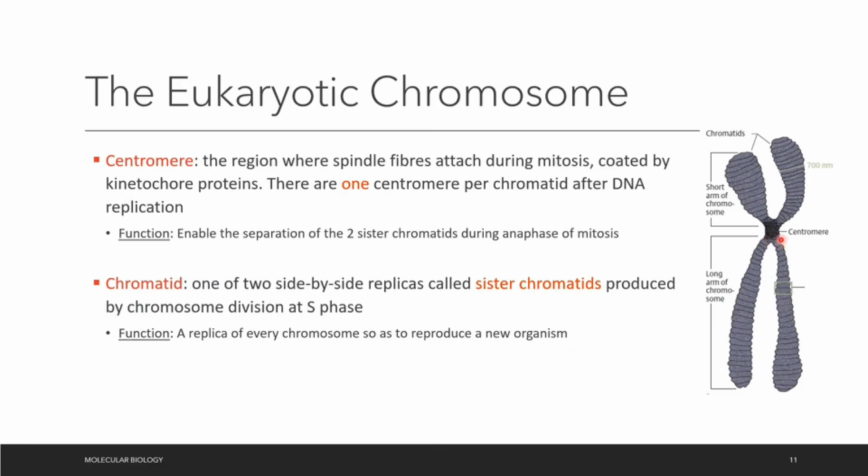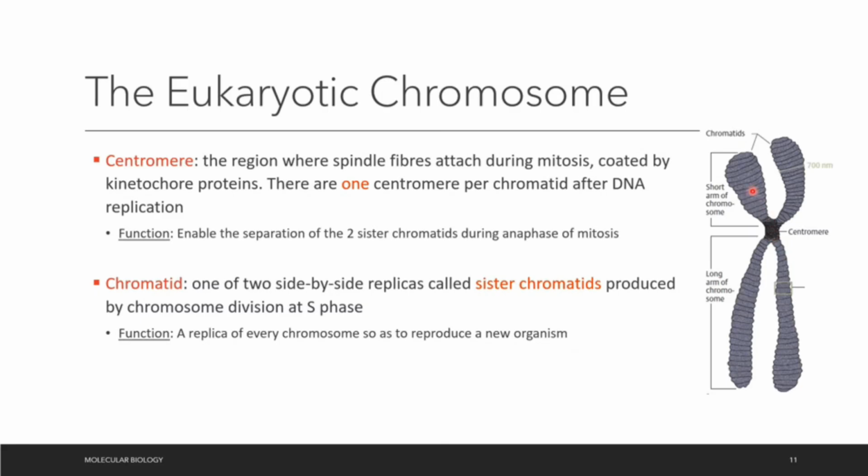There is only one centromere per chromatid after the DNA replication. So you see there are two sister chromatids, but there's only one centromere here. So what does the centromere do? It will separate in the middle during the anaphase of mitosis.